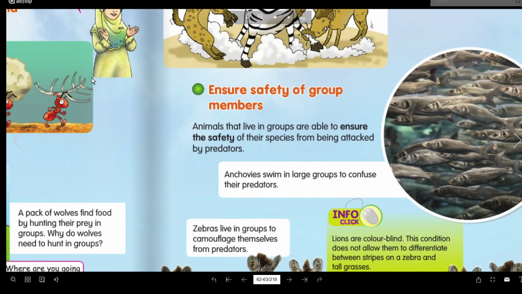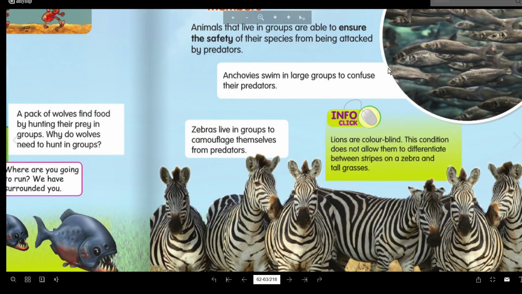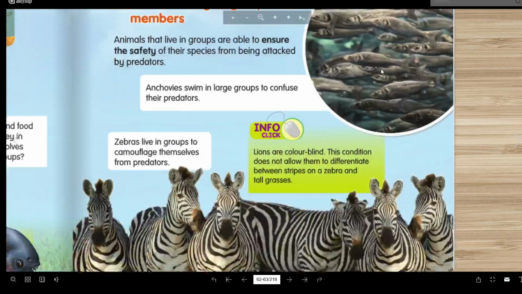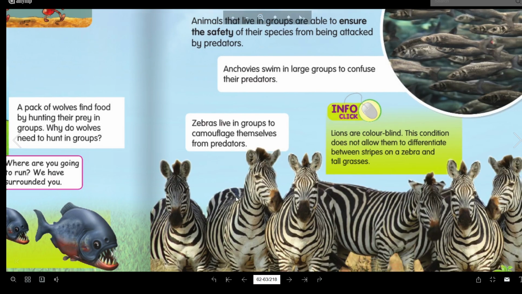So first is to get the food. To build their home, they stay in a group. Second, they ensure the safety of group members from being attacked by predators. Like some fishes, they swim in groups, and zebras live in groups to camouflage themselves from predators.